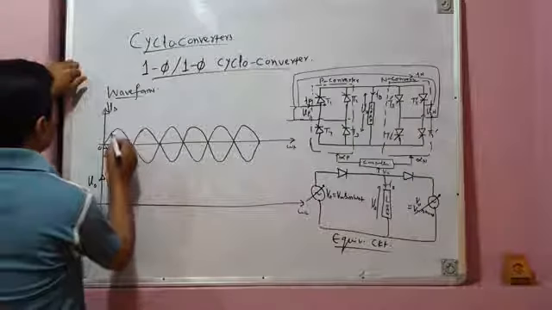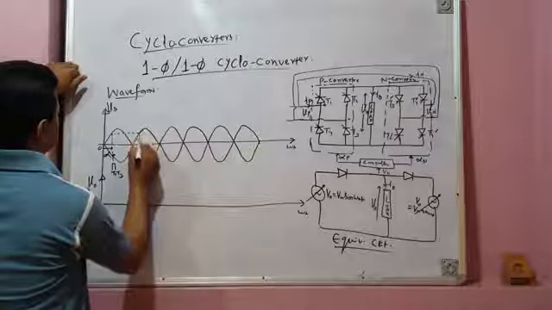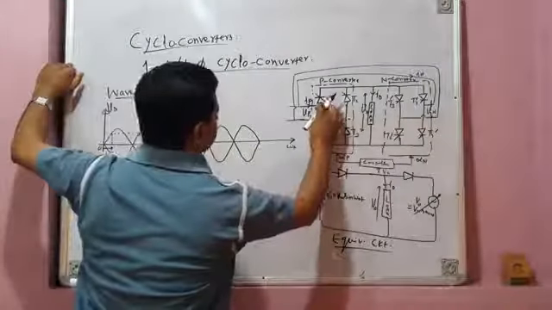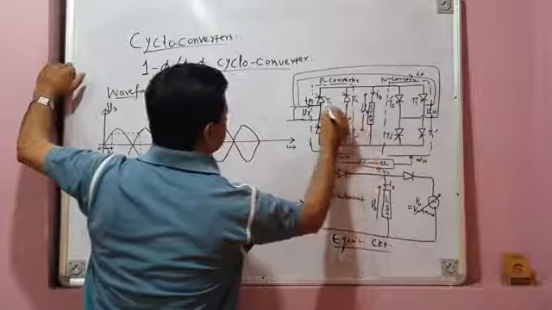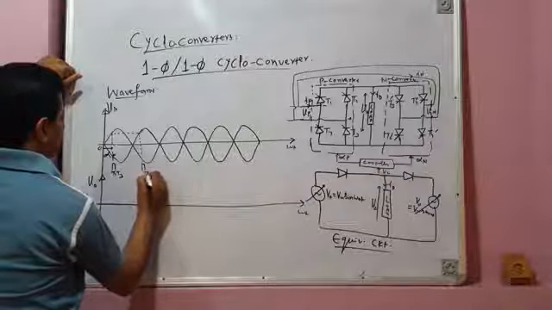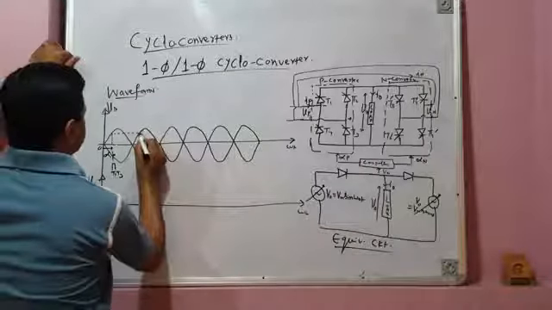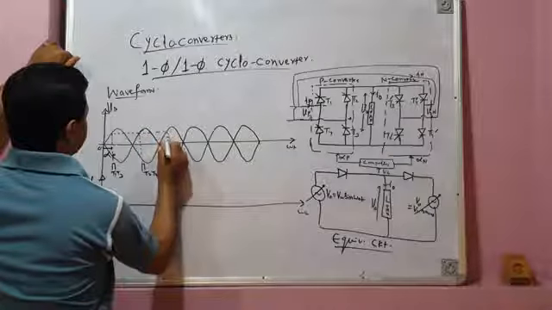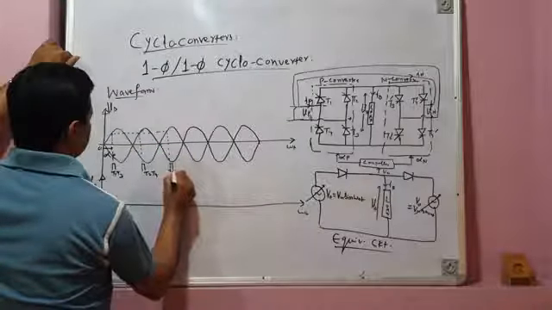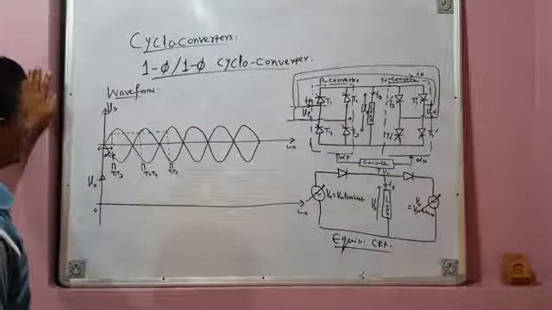And then in the negative half cycle of source voltage, the firing pulse will be issued. Negative half cycle of source voltage means now this terminal is positive with respect to this. T2 and T4 have to be fired. So this is the firing pulse, which has to be issued to T2, T4. Similarly, in the next positive half cycle, the firing pulse is to be issued to T1, T3.